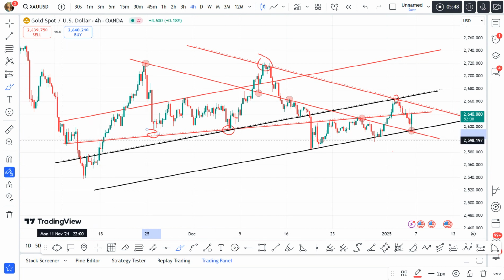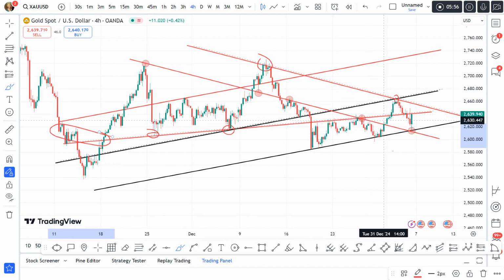It's a clean break and retest. Clean break and retest here. Very clean retest. Break of structure. Retest. Break of supply roof. Price returned and respected it as a demand. Break of a demand floor.